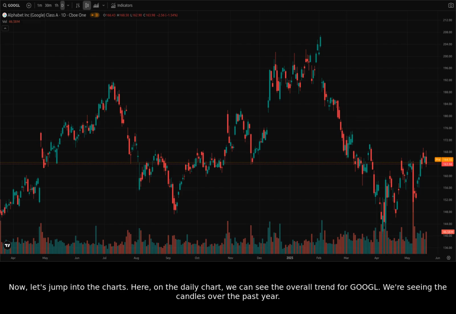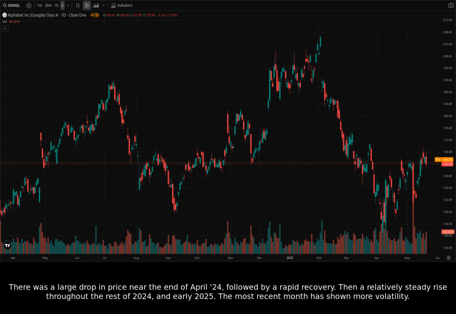Here, on the daily chart, we can see the overall trend for Google. We're seeing the candles over the past year. There was a large drop in price near the end of April 2024, followed by a rapid recovery. Then a relatively steady rise throughout the rest of 2024 and early 2025. The most recent month has shown more volatility.